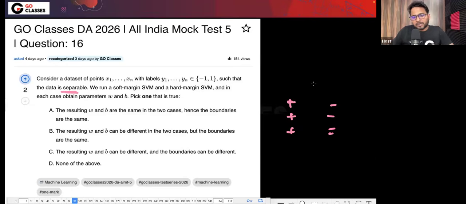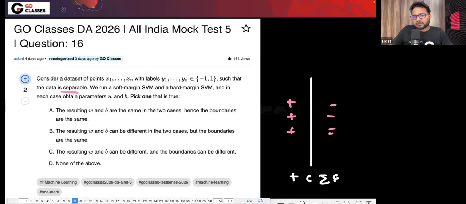Which means hard margin, we know, will give you the decision boundary which is in between these. But soft margin has a different objective function. In that case, you basically also have plus C epsilon.